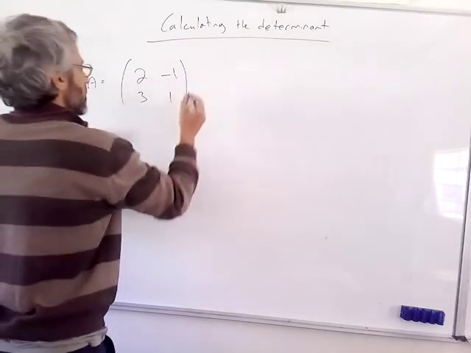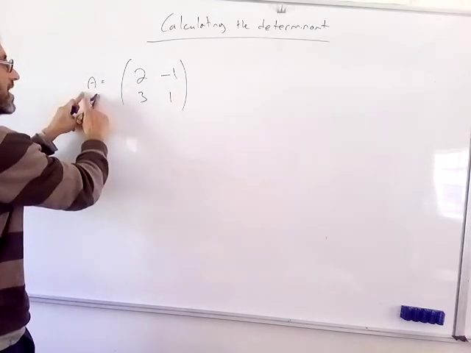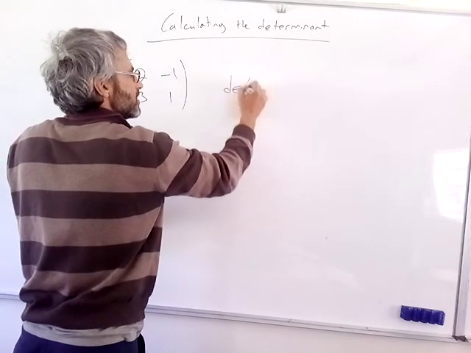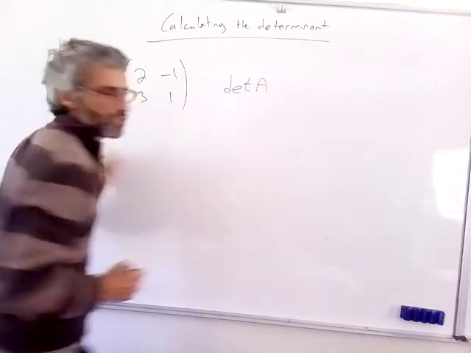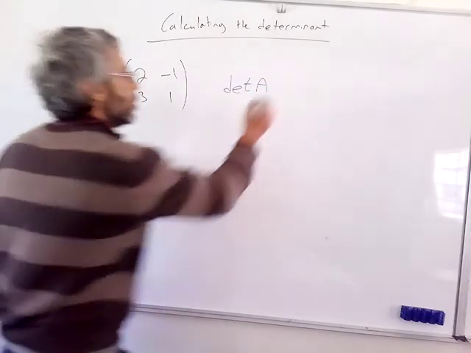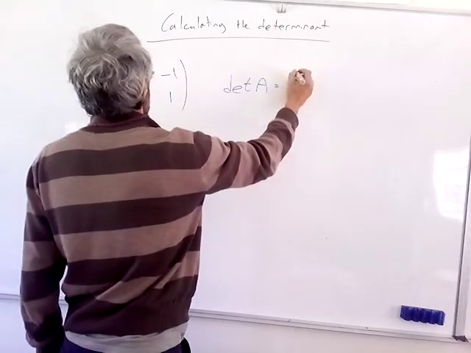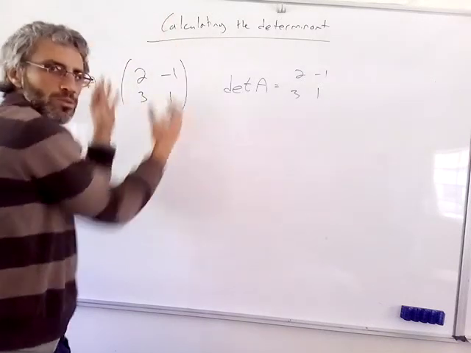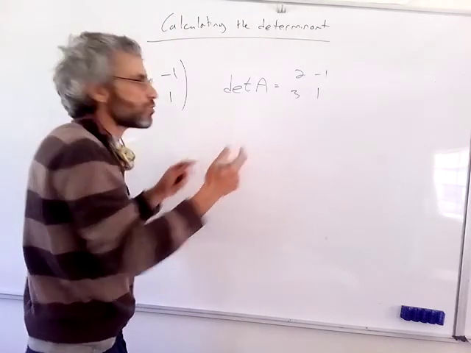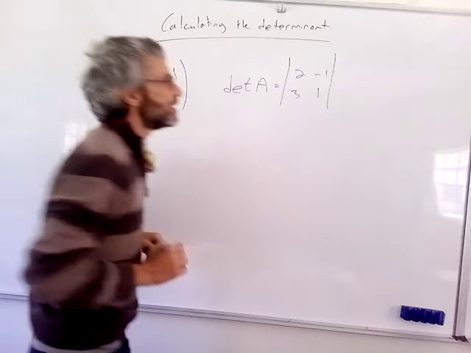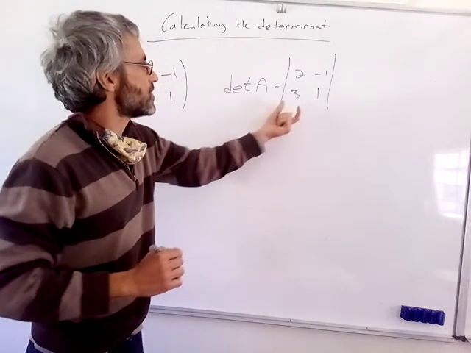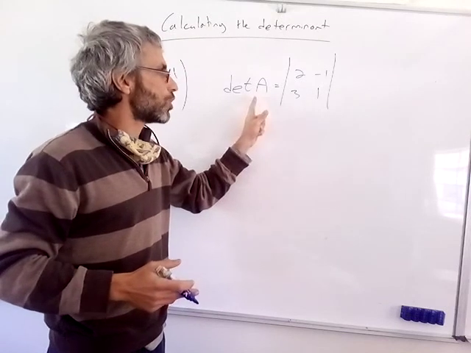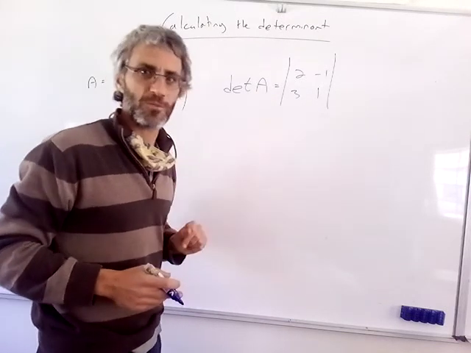For a 2 by 2, first of all, how do we write it? If this is the matrix A, then the determinant of A we can sometimes write as det A. Or sometimes you write the determinant itself, but instead of round brackets that show it's a matrix, we use straight lines. Whenever you see a matrix with straight lines hugging it, we're looking not at the matrix, but at the determinant of the matrix.